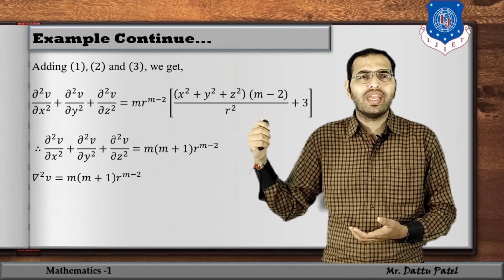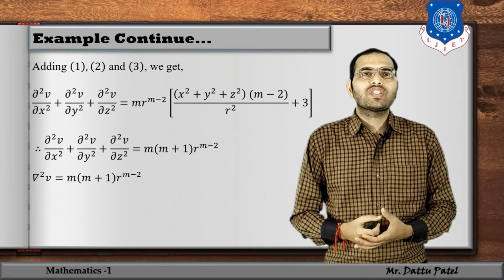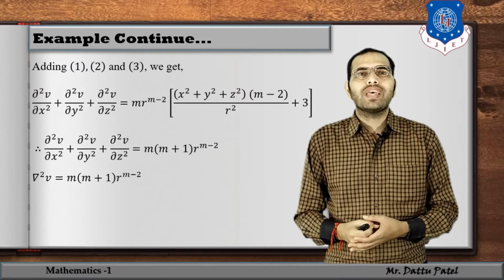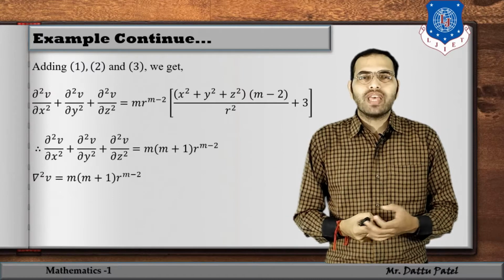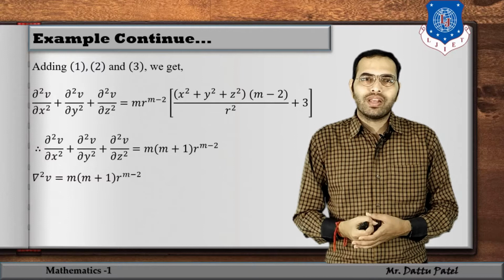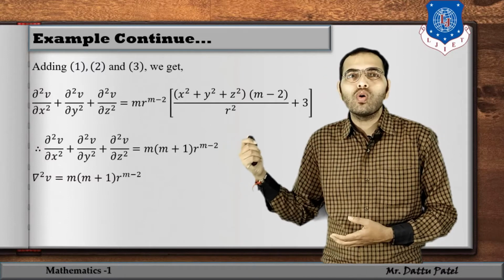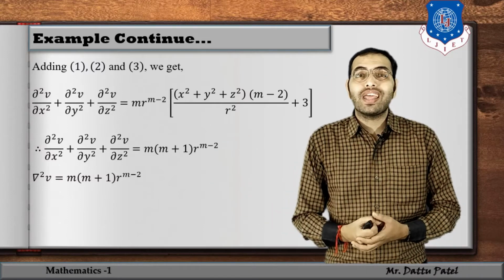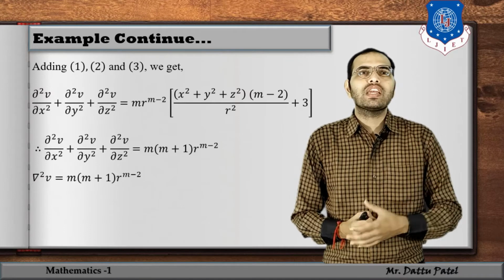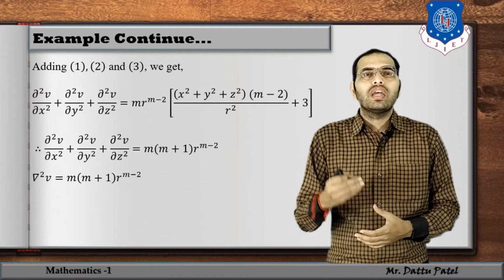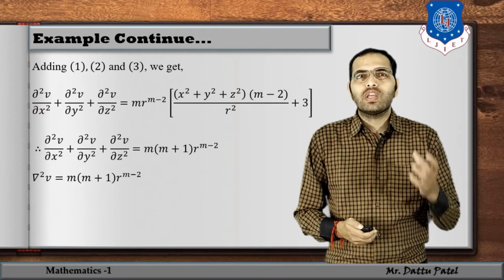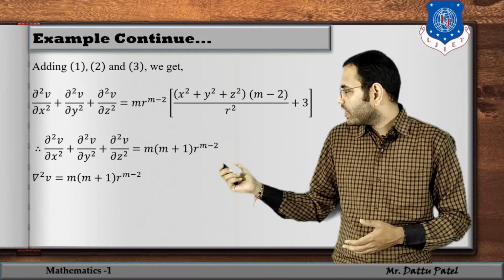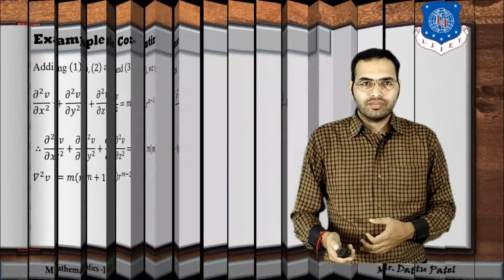Now you know that r² = x² + y² + z². Substituting r² there, the r² cancels out, and it becomes m r^(m-2) [(m-2) + 3], which is (m+1) r^(m-2). That is exactly what we have to find. In the form of nabla squared, ∇²v = (m+1) r^(m-2). Hence proved; whatever the question was, here we got the answer.